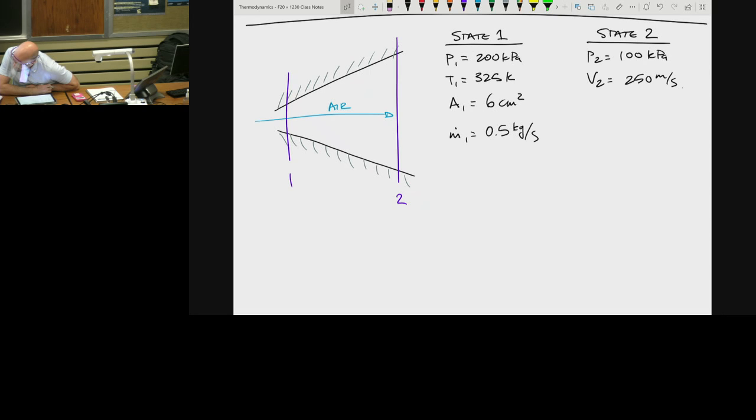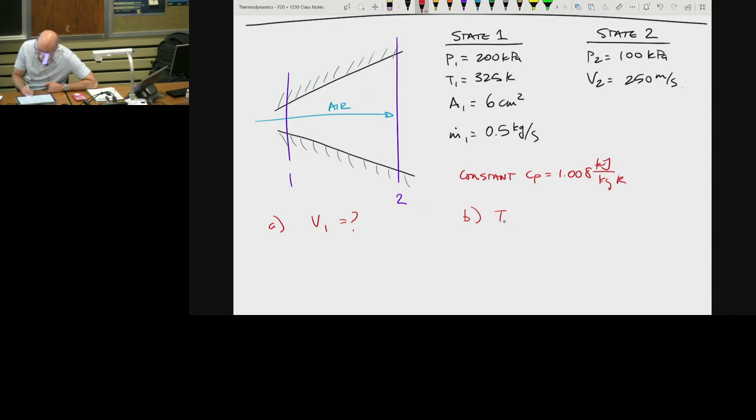And modeling air as an ideal gas with constant C sub P. So now they're telling us again constant C sub P, which is equal to 1.008 kilojoules per kilogram Kelvin. Determine A, what the velocity of the air is at 1, and B, what the temperature of the air is at 2. It does actually ask me for C, which is the area at 2, but we're not going to have enough time to do that, and so I'll give that information to you so you can work through that yourself.